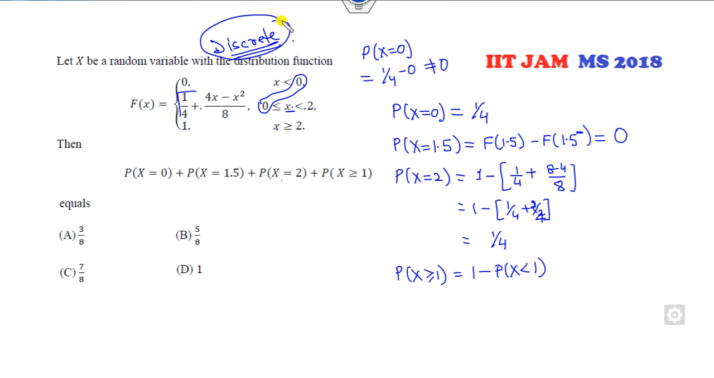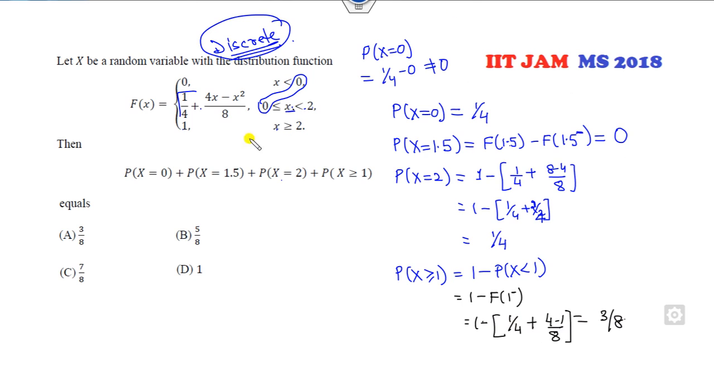Now because this is my discrete case, I can say this is f of 1 negative. If it is continuous, then it's f1. So what is the f1 negative? 1 negative lies here. So 1 over 4 plus 4 minus 1 over 8. So what is that? It's 3 over 8, 5 over 8. 1 minus 5 over 8 is 3 over 8.